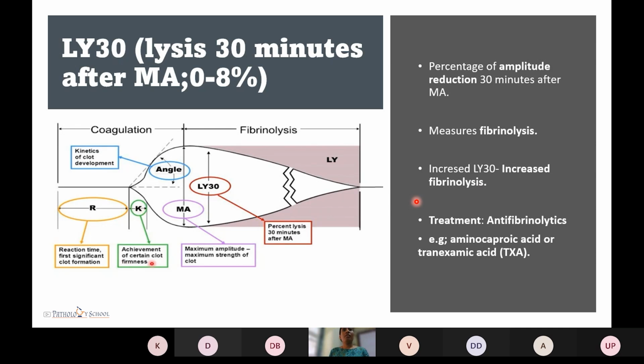It measures fibrinolysis. So this is LY30, that is 30 minutes after MA, we are measuring that. If this is elevated, then we can say that there is increased fibrinolysis in such patients, and we'll be giving antifibrinolytics like aminocaproic acid and tranexamic acid.